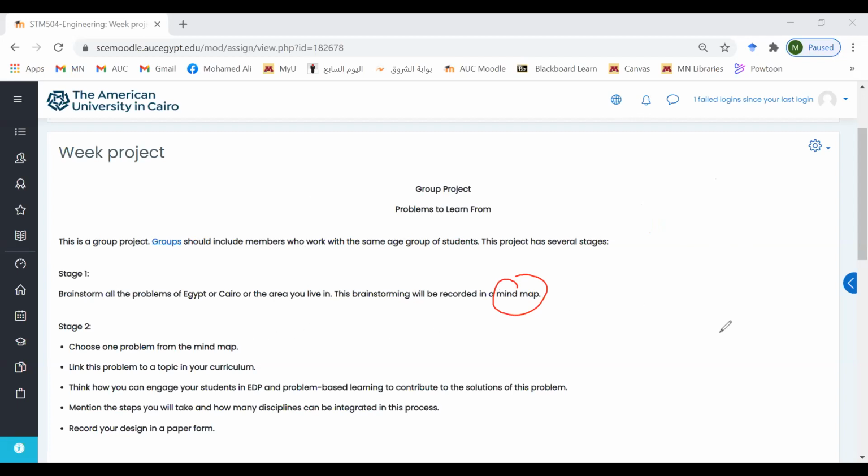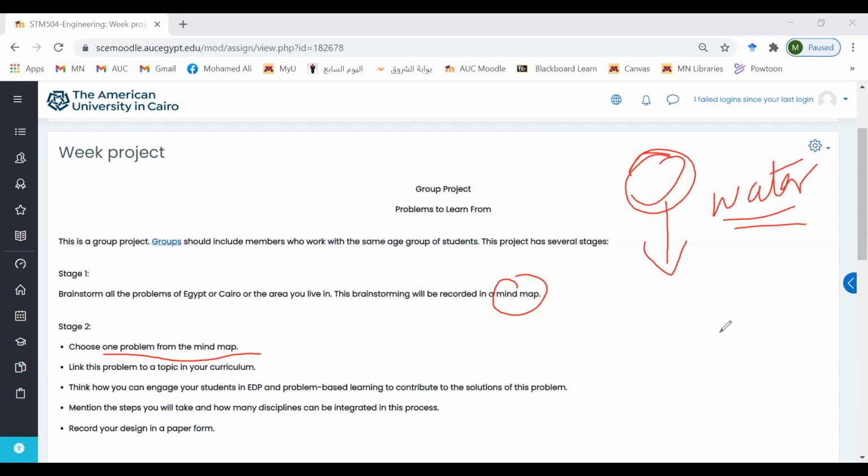What is stage number 2? You choose one problem from the mind map, because I would like you to put this very well in your consideration, because this might be your work towards the final project of this course. So we start with the grand challenges, then we make the mind map, and then we select one problem from the map. Okay, so here we have many problems, and we say, we are going to take this problem, the water problem, for instance.